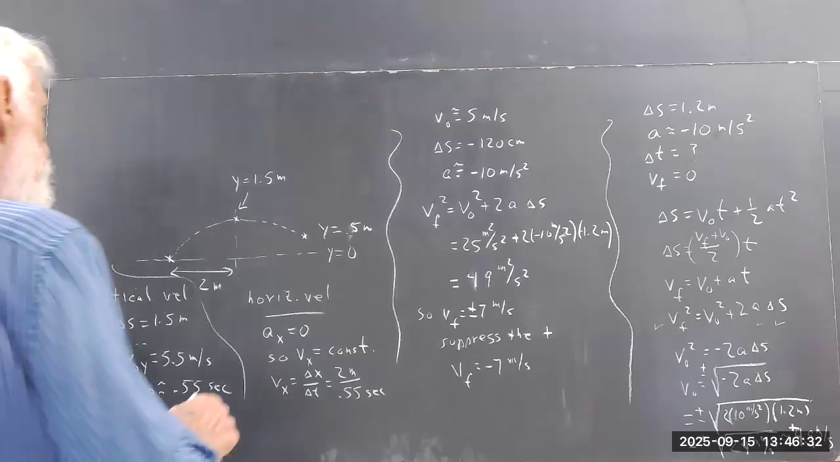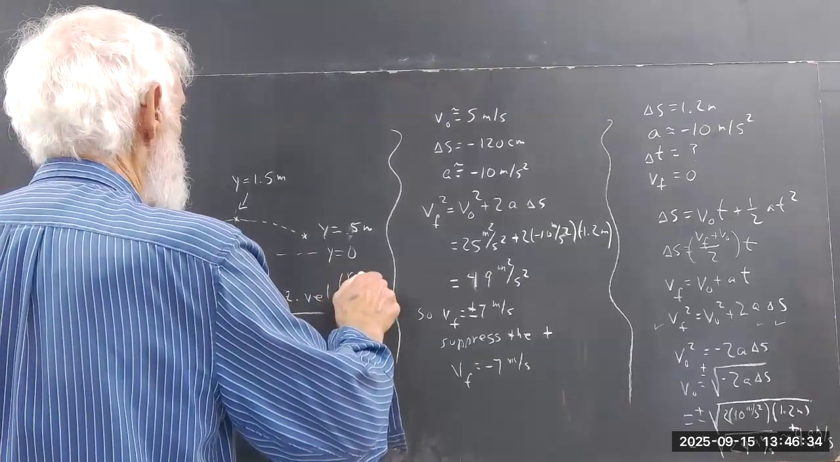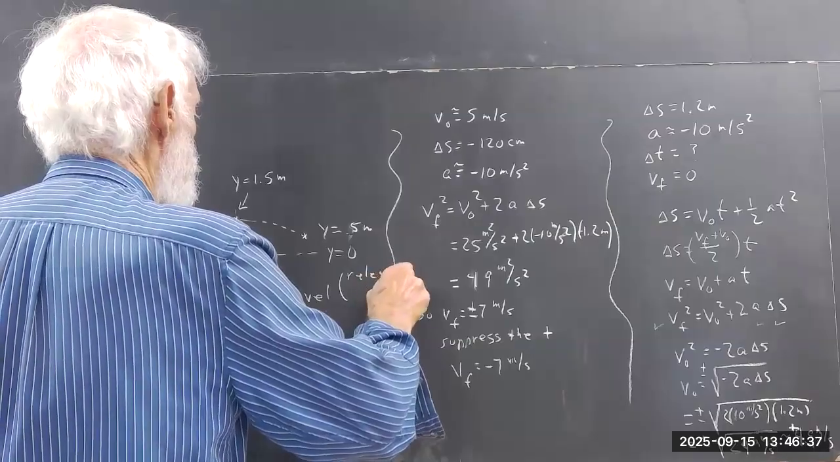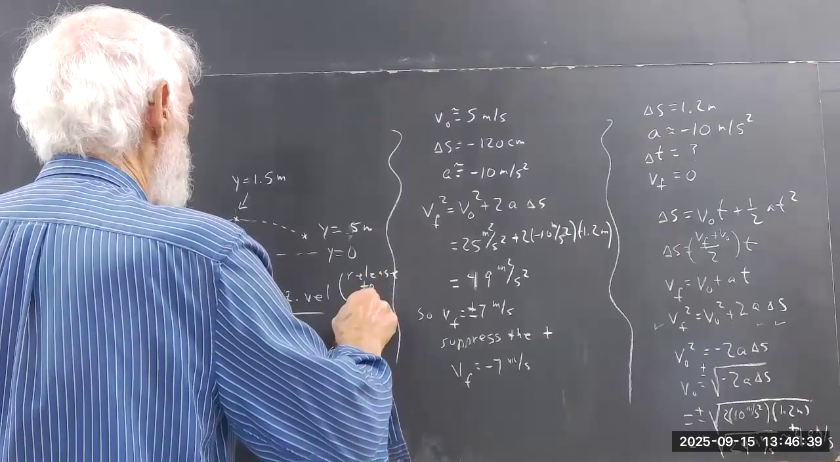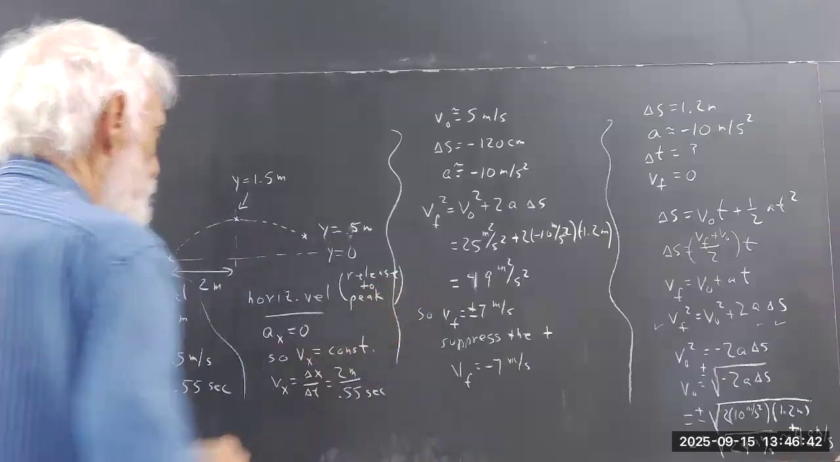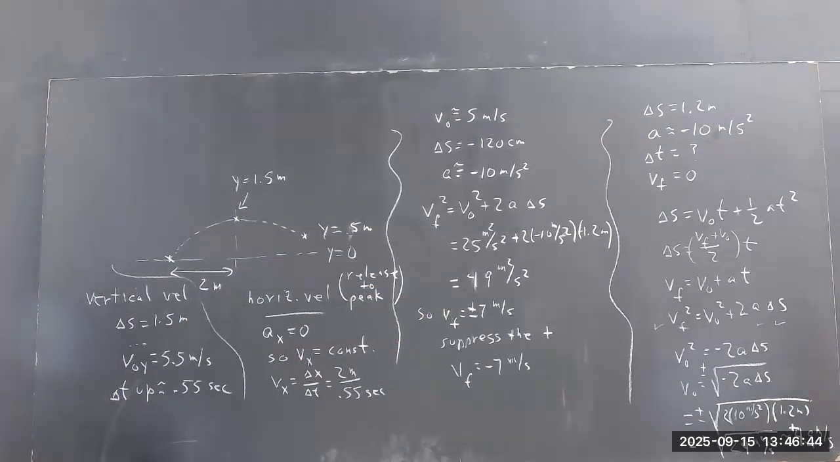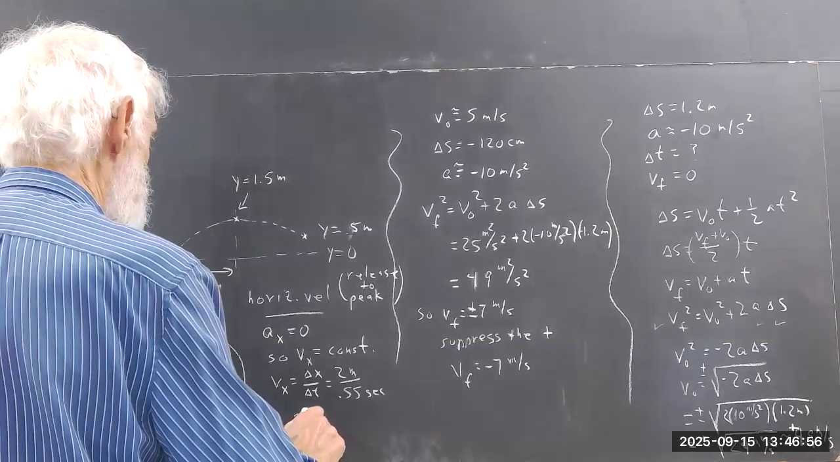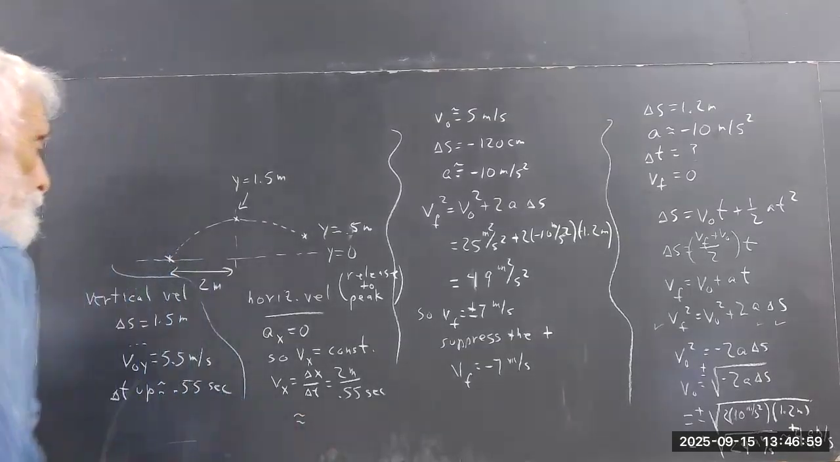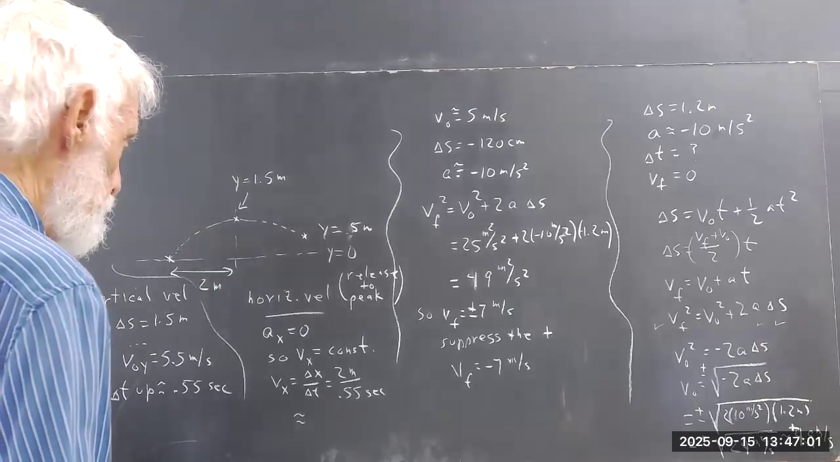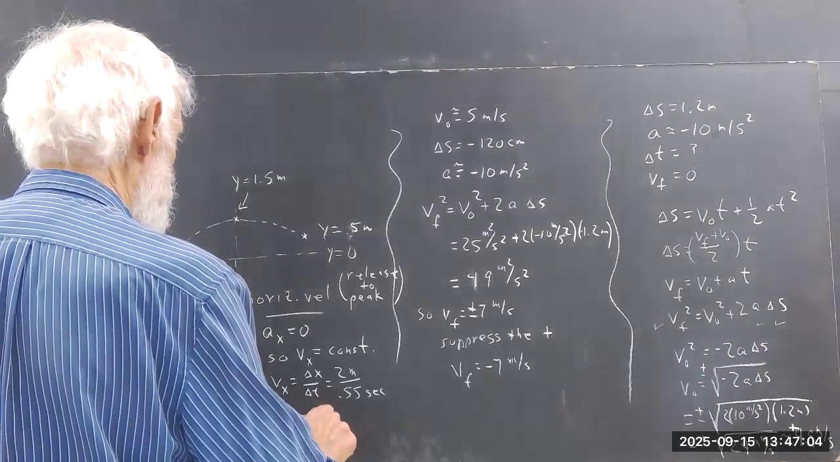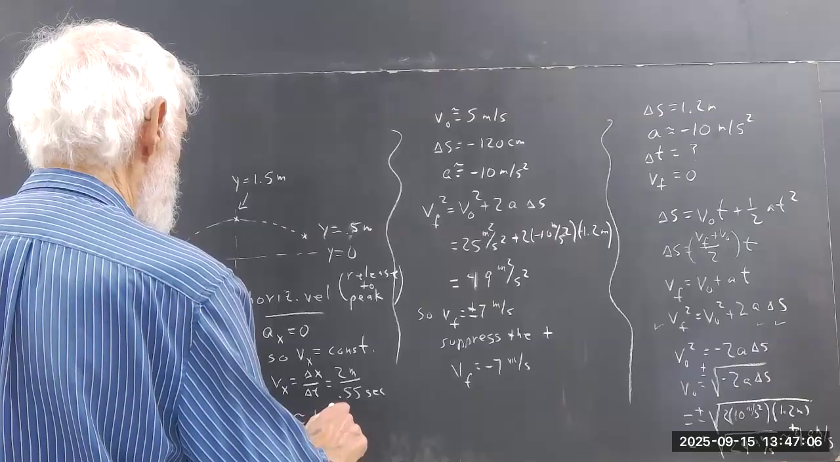So that's horizontal velocity. Wow. From release to the peak. That makes sense? And that didn't change after the peak. It stayed the same all the way. So that's approximately equal to 1.8 seconds. Or 1.8, sorry.